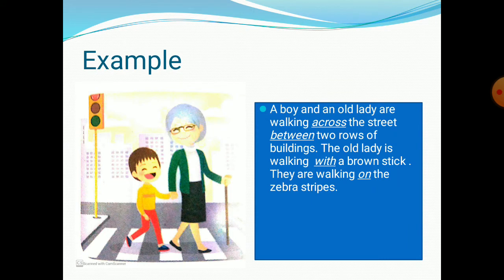A boy and an old lady are walking across the street between two rows of buildings. So these prepositions across and between, they are showing the relationship of boy, old lady and street, or you can say the buildings. The old lady is walking with a brown stick. So here, which is the preposition? With. And this word with is showing the relation between old lady and brown stick. They are walking on the zebra stripes. Again, the word on is a preposition.